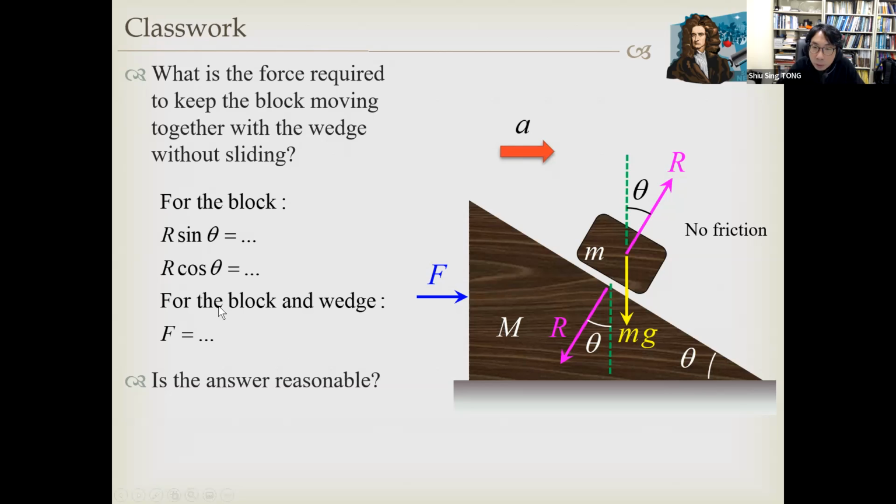Also, you can apply the second law to the block and the wedge as a whole. After solving these three equations, you should be able to find the force F that can produce a common acceleration A on both bodies. Can you do it now? I give you 3 minutes. Just write down these three equations and solve for F.